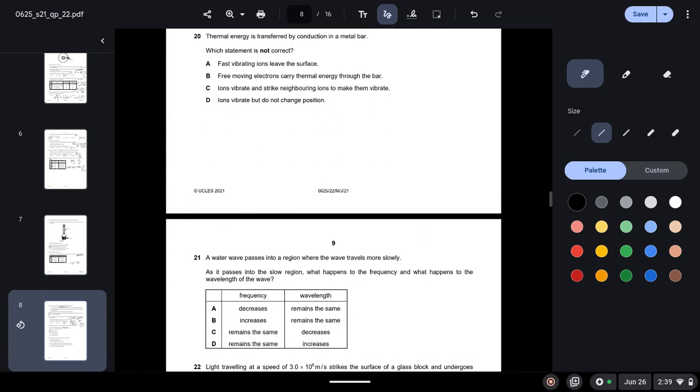20. The thermal energy is transferred by conduction in a metal bar. Which statement is not correct? Fast vibrating ions leave the surface. Well, this is incorrect because this just does not happen. It is not true.